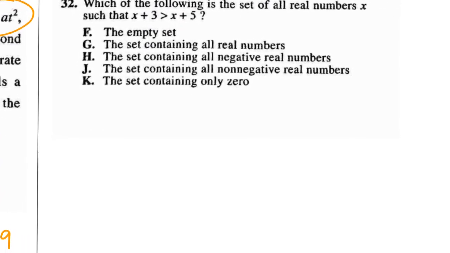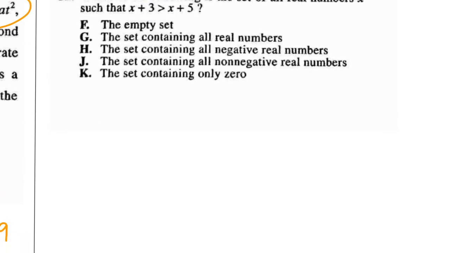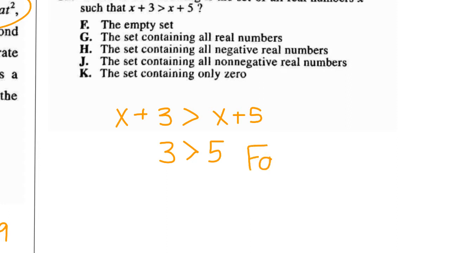Number 32, we are solving an equation or an inequality, and you do treat that just like you would any equal sign. So if we do that, we have x plus 3 is greater than x plus 5. And hopefully you notice when we try to get our x values together, we get the statement 3 is greater than 5. Now, we know 3 is definitely not greater than 5, or most people do. So when this happens, this is a false statement.